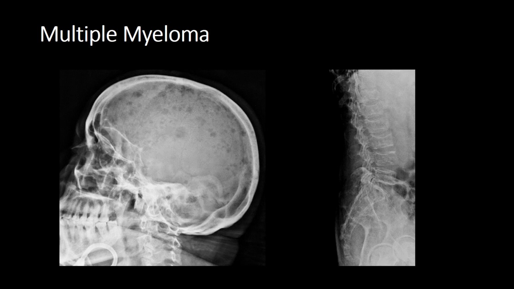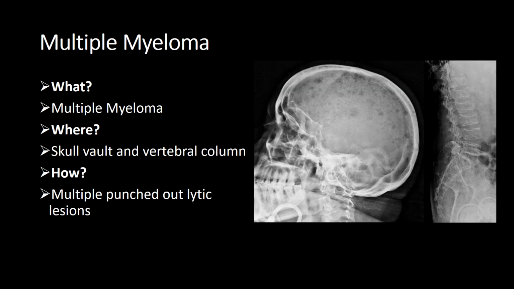And interestingly, with multiple myeloma, the rule of thumb is that you have a sparing of the pedicles. So when you look at your patient on the AP view, you should still be able to visualise the pedicles, which will help you towards your diagnosis of multiple myeloma. So what is it, multiple myeloma? Skull vault and vertebral column, multiple punched out lytic lesions.